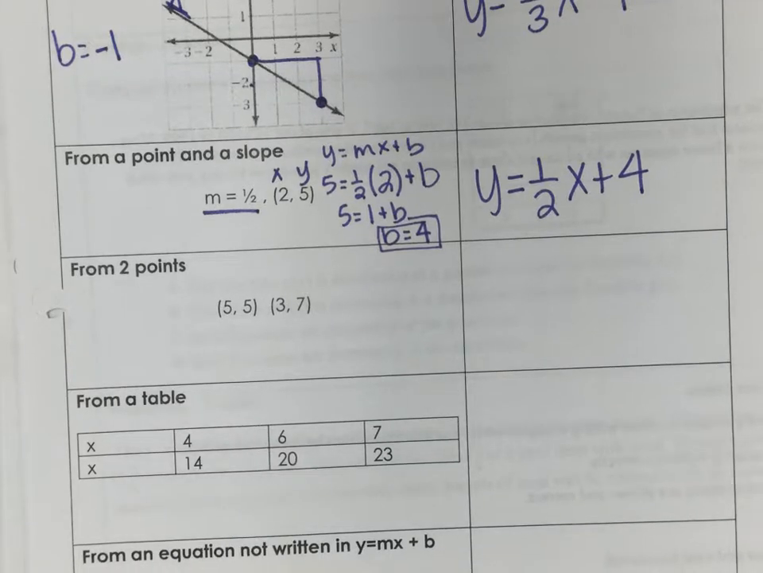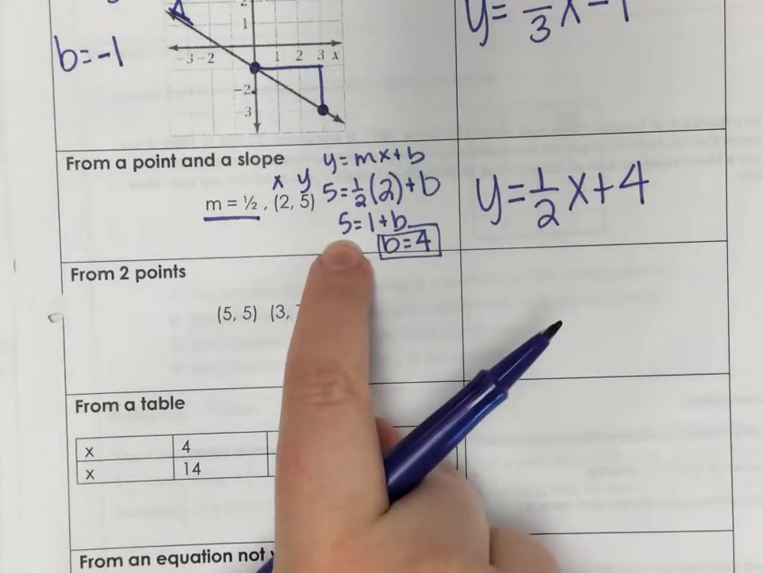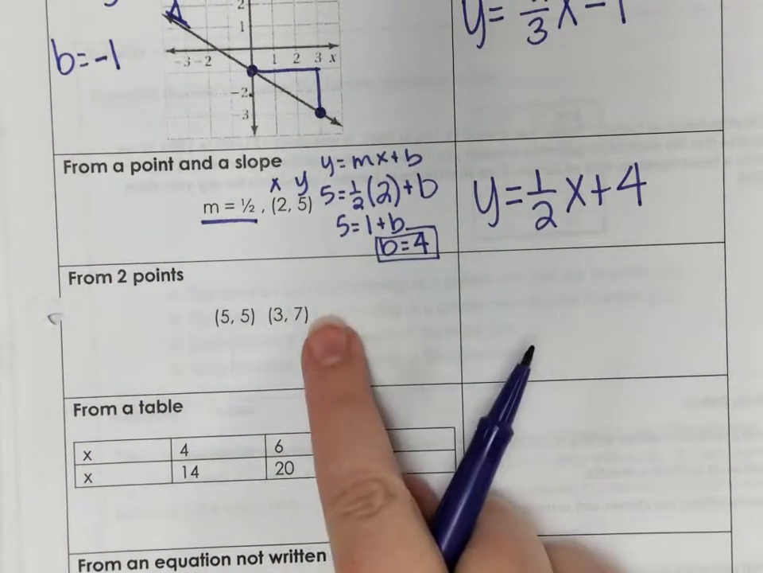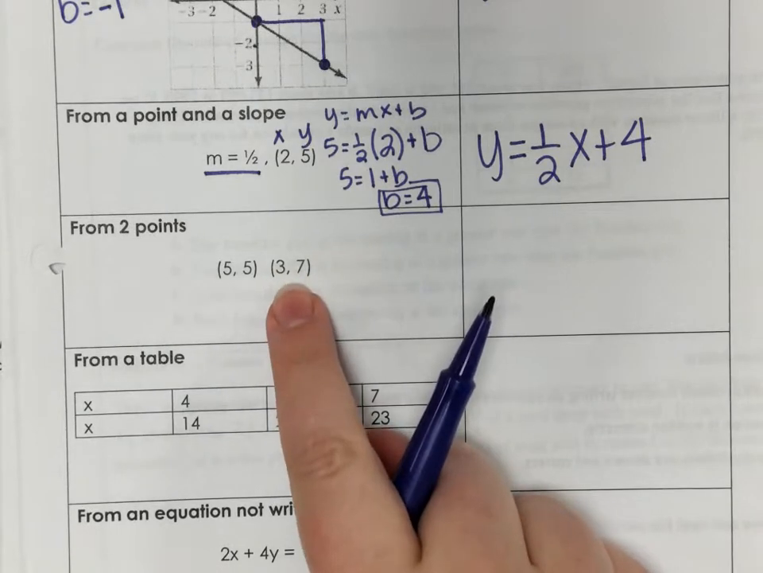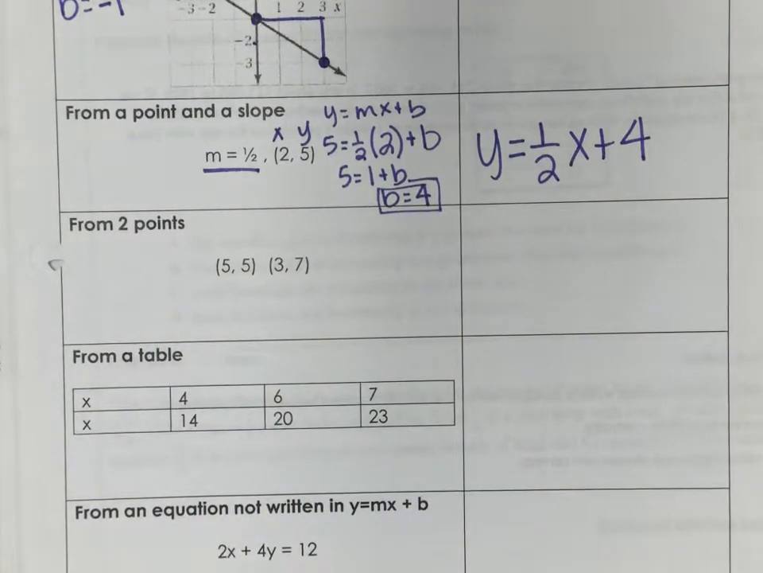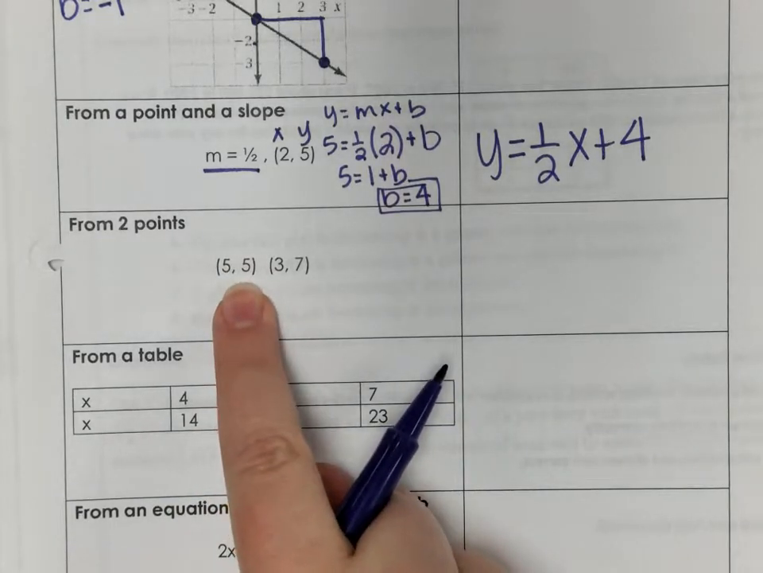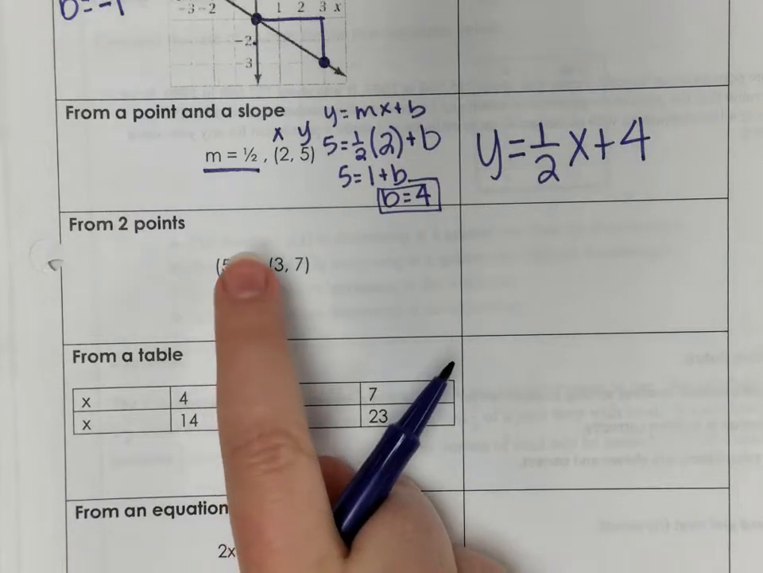Do y'all want to write down the steps here, or are y'all good? I'm good. Okay. From 2 points, this one is going to be the most work out of anything, because right here I don't have a slope, nor do I have a y-intercept. So we have to calculate both of them. First, we have to calculate the slope.